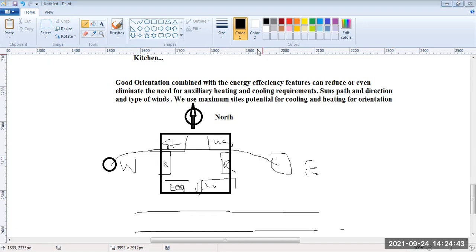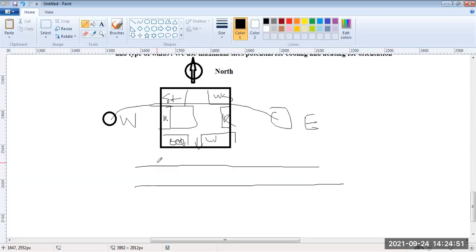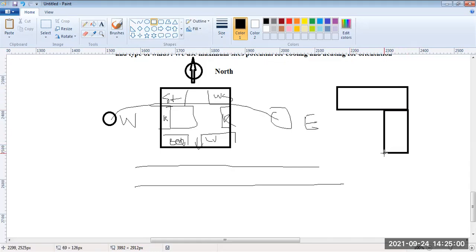But you do not have maximum choices to accommodate everything in a closed grid design. If you want to accommodate everything, you actually need to go for L-shaped designs, somewhat like this, wherein you provide maximum ventilation here and maximum exposure to the sun for all the rooms. You can do that in L-shaped designs, but not in a grid design.